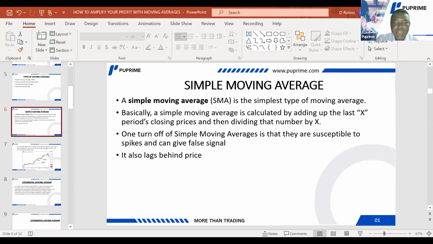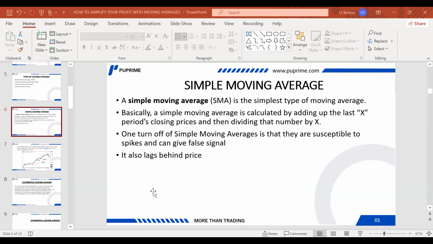Basically, a simple moving average is calculated by adding up the last X periods' closing prices and then dividing that number by X. One downside of the simple moving average is that it is susceptible to spikes and can give false signals. If you look through your charts, there's this tool called the simple moving average. It's very good, but like it is said here, it is susceptible to spikes and can give false signals. That means whenever there is a spike, it reacts to the spike, and that can make it give false signals. And also, it lags behind price.